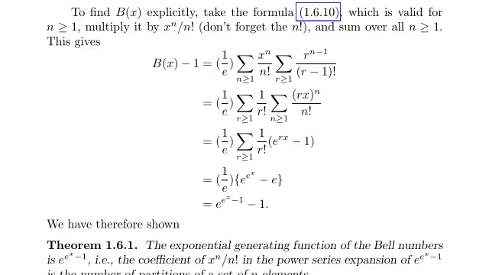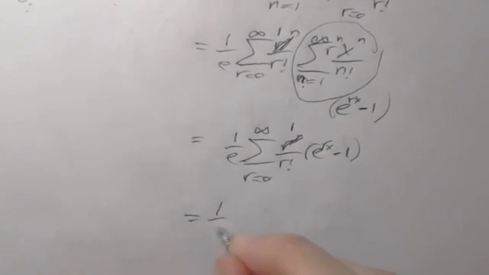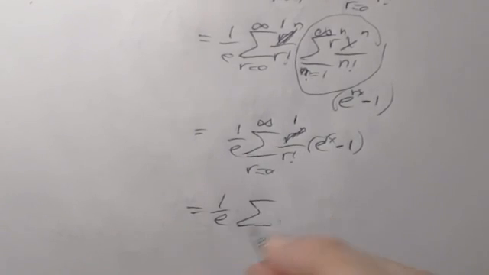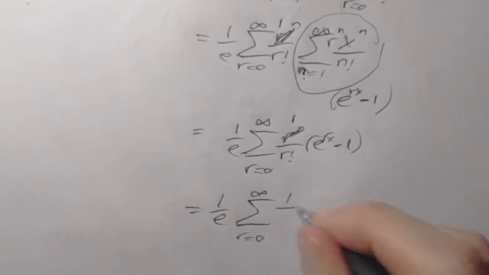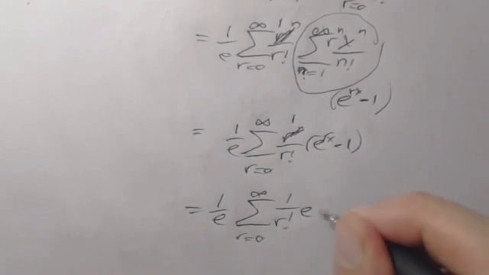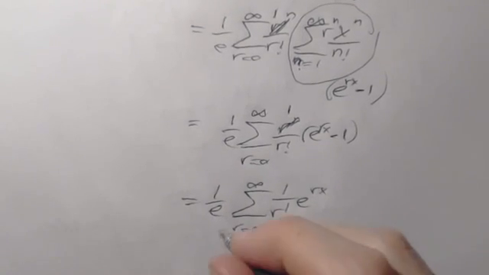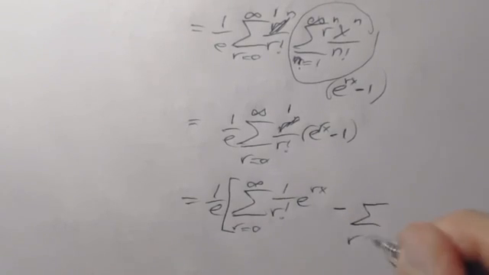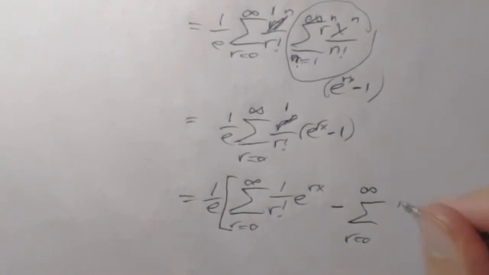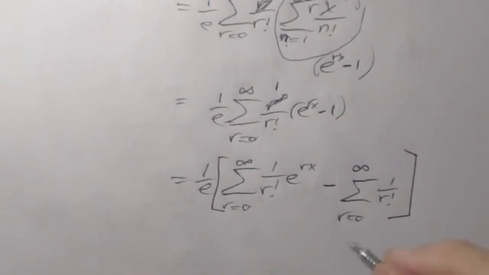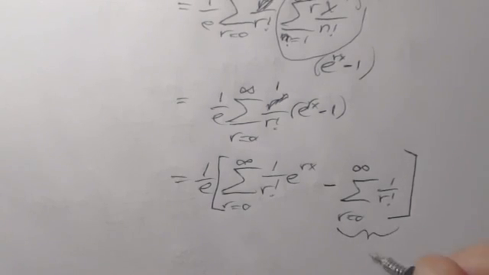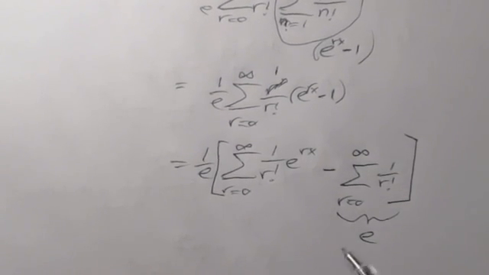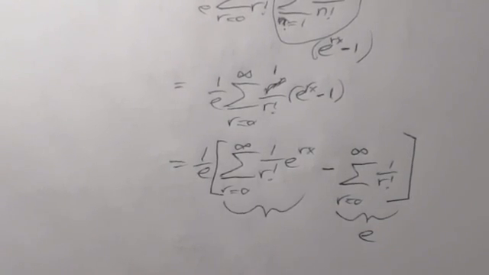And then what do they get with this? They split this into two sums. So it's first the sum from r to infinity of 1 over r factorial e to the rx, minus the sum from r equals 0 to infinity of 1 over r factorial. Okay, and this bit here is e, and what's this bit here?